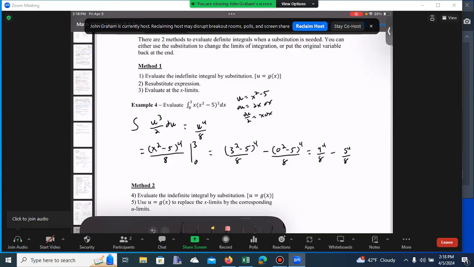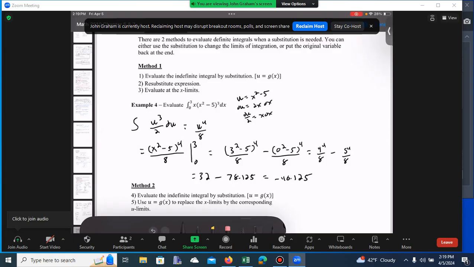So let me get what those values are. 4 to the 4th power over 8 is 32. 5 to the 4th power is 625, over 8 would be 78.125. Which will give you a negative 46.125.